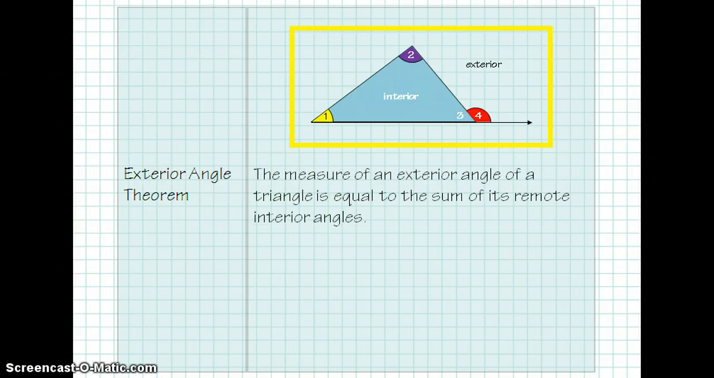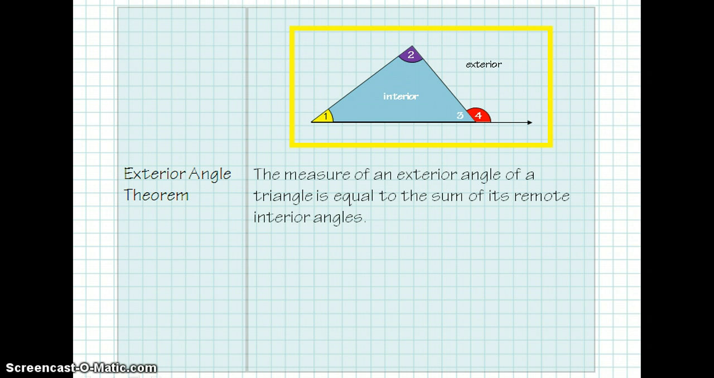Okay, the exterior angle theorem says that the measure of an exterior angle of a triangle is equal to the sum of its remote interior angles. So this angle out here, angle 4, is going to be equal to angle 1 plus angle 2.